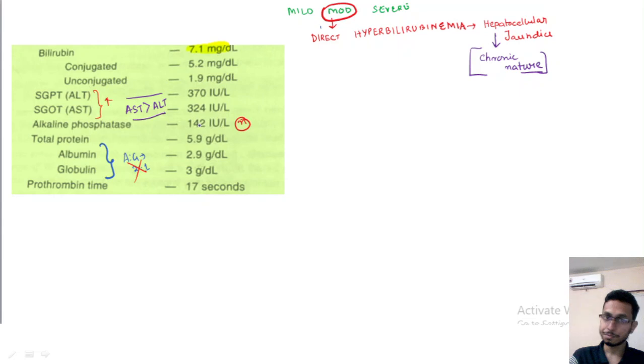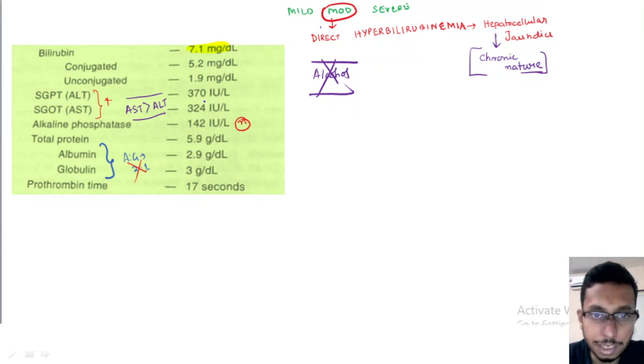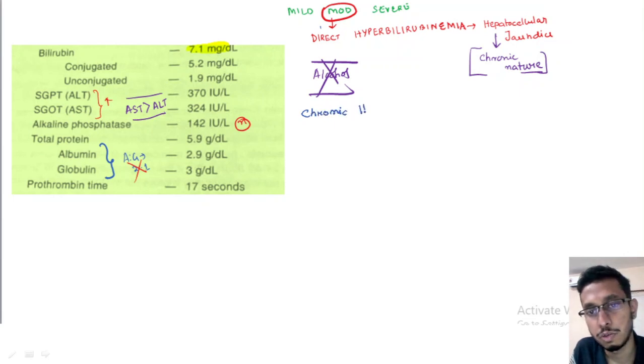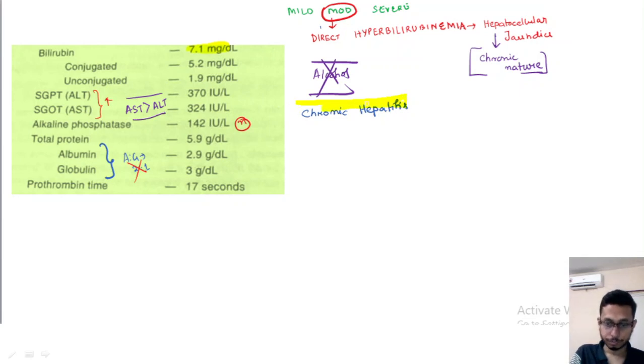You need to search for the cause of chronic hepatitis. And one thing is for sure: is alcohol the etiology? No. Alcohol is most likely not leading to this, because in an alcoholic patient also AST becomes more than ALT. It is not happening in this case. Okay. So the diagnosis here: most likely this is a case of chronic hepatitis. Why chronic hepatitis? Hepatitis because ALT, AST both are deranged, and chronic nature because AG ratio is reversed.